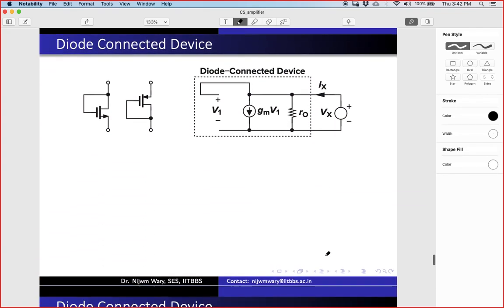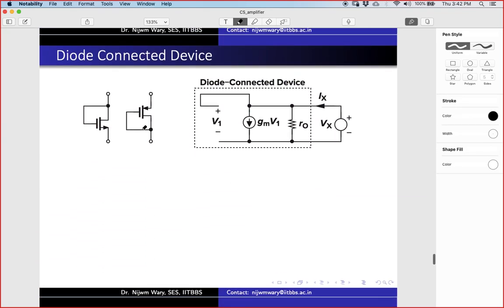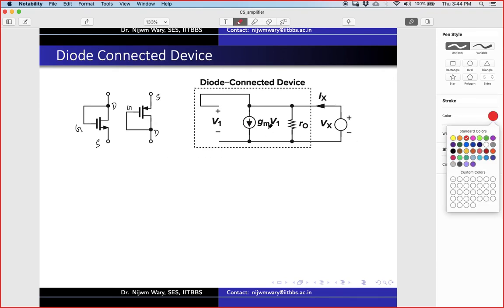So the next thing is the diode connected device. If I connect the gate and the drain, in this case this is source, gate and the drain, PMOS, right? So if I short the gate and the drain, these are called diode connected devices, and we can try to find out its impedance also.